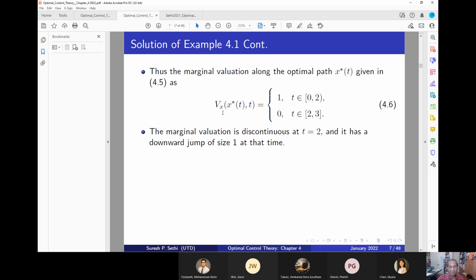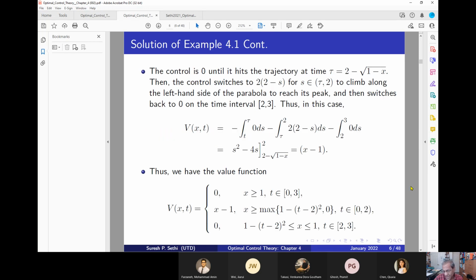But if that was lambda, then lambda at 2 will have a different value on the left-hand side and a different value on the right-hand side of 2. That means the lambda itself will be discontinuous, and it will have a downward jump of size 1 at time 2. So what I'm trying to say is that we have lambda dot, a differential equation, and any integration of a differential equation will give you a continuous lambda.